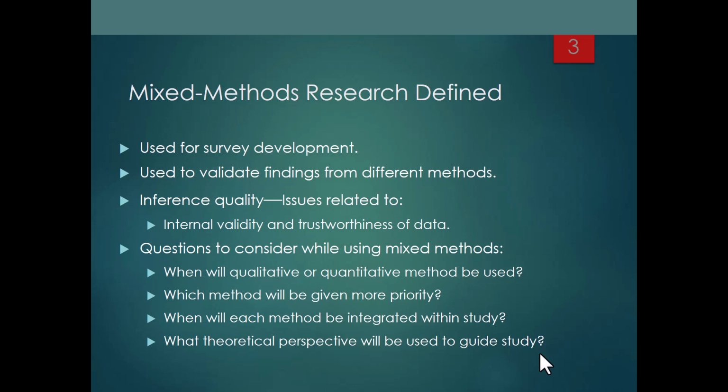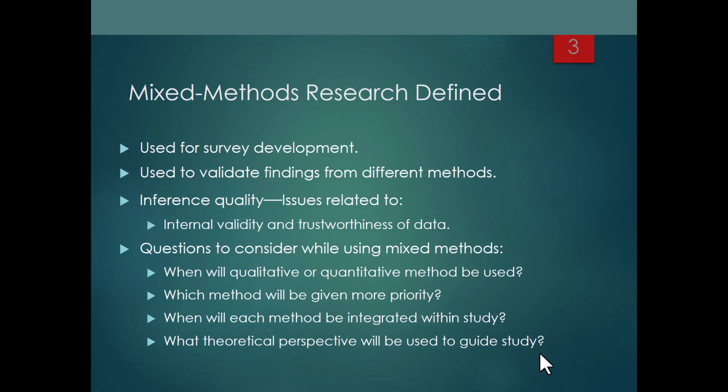In order to do this, the researcher would simultaneously use qualitative and quantitative methods to collect data related to the same research question. Issues related to internal validity for the quantitative data or trustworthiness for the qualitative data are referred to as inference quality. So when will the qualitative or quantitative method be used?